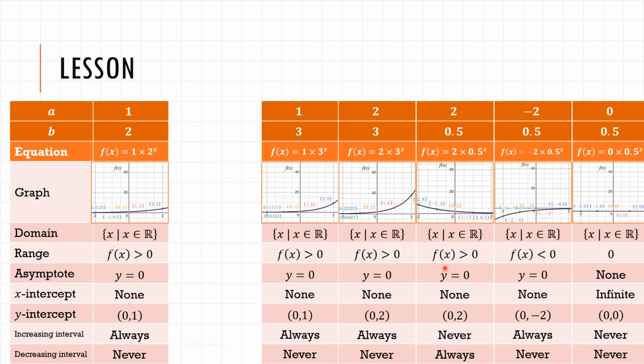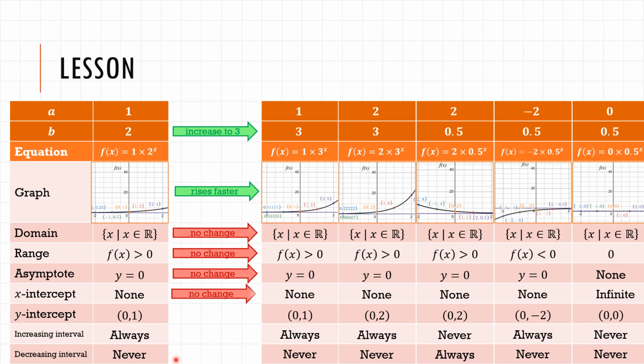Let's take a look at what happened when we changed from this graph to this one. So we increased the growth factor from 2 to 3, and we notice that the graph does rise faster. But when we look at all of these characteristics, none of them actually changed, right? So we can say that increasing the growth factor doesn't always do anything. It certainly makes the graph rise a little bit faster, but it doesn't change any of these properties.